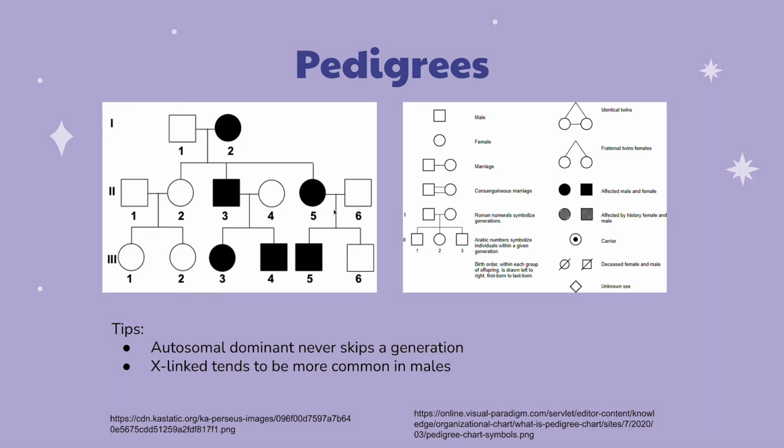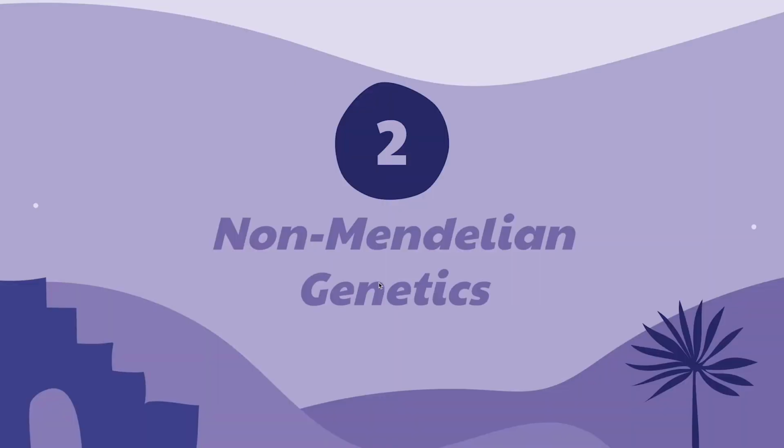Okay, and there are tricks to seeing how inheritance works. Usually you're going to be shown a pedigree and be asked, what type of inheritance are you seeing here? Generally, autosomal dominance never skips a generation, and X-linked inheritance tends to be more common in males. All right, and now we're on to non-Mendelian genetics.